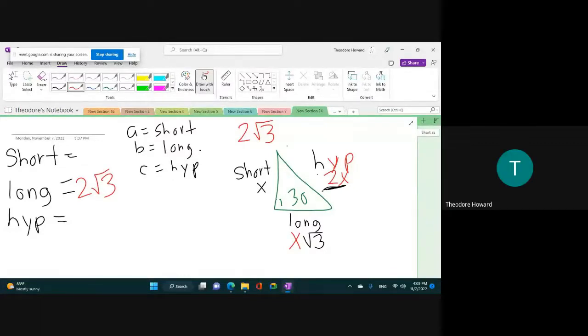All right. So what's the short leg going to be? 2. Nice. What's the hypotenuse going to be? 4. Beautiful. I think you guys got it. I think that's it. Nicely done, y'all. Not bad at all. I think you guys got the hang of this already.